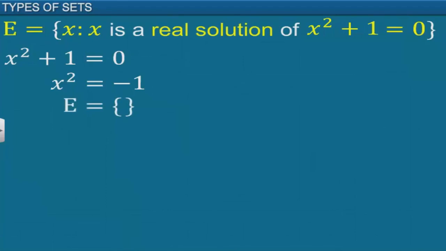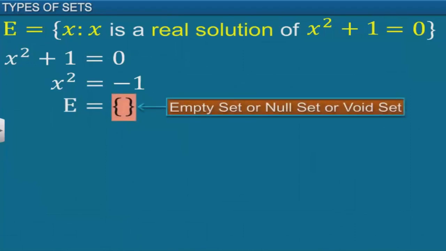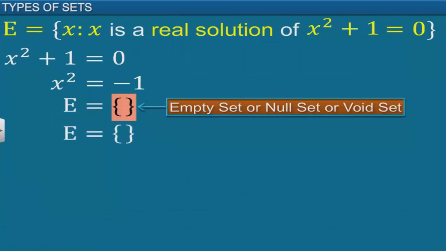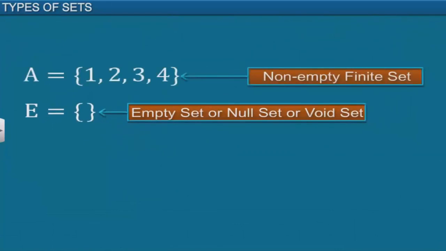We can say that the set is empty. A set that does not contain any elements is called an empty set, null set, or a void set. An empty set is denoted by the symbol phi. So far, we have seen finite and empty sets.